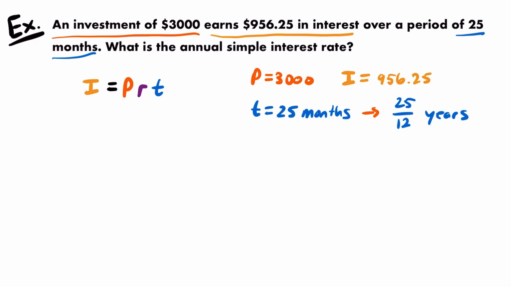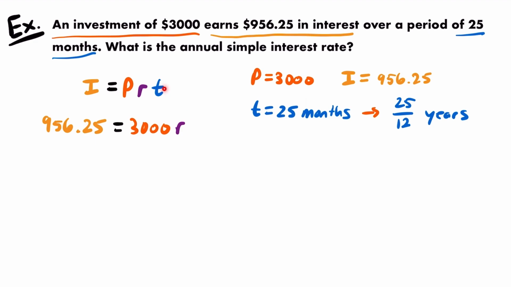The only thing we do not know is the annual simple interest rate, R, and so we should be able to solve for it in this equation if we replace all the other letters with what we are given that they are equal to. So let's set it up. First of all, the interest is 956.25, so we'll have 956.25 is equal to the amount of the principal or the investment, which is 3,000. So we have 3,000 multiplied by R, the simple interest rate that we don't know. We're going to solve for it.